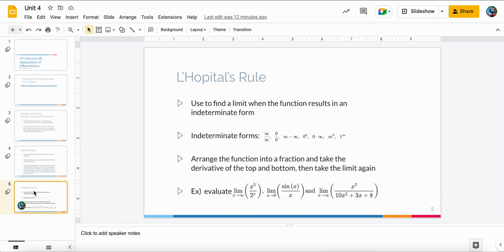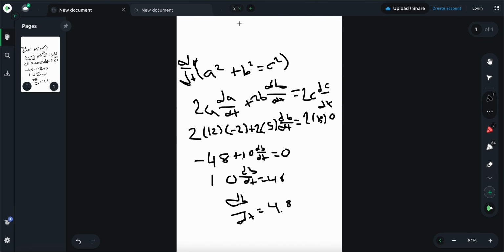Last thing we'll talk about is L'Hopital's rule. It's just anytime you have an indeterminate form when you're taking a limit, you can rearrange the function into a fraction, and then you can take the derivative of the top and the derivative of the bottom, and reevaluate the limit. Sometimes you can get the answer to an indeterminate form. We'll do some examples, make it easier. So first one is x to the 5th over 2 to the x.